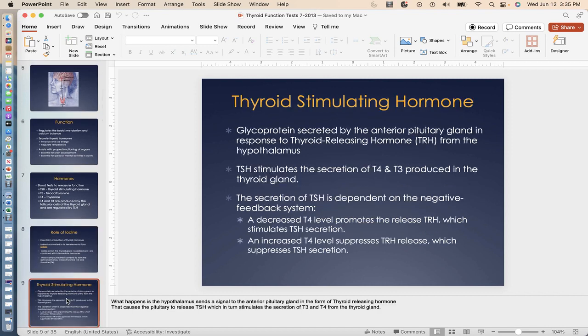So thyroid stimulating hormone is a glycoprotein secreted by the anterior pituitary gland in response to thyroid releasing hormone from the hypothalamus. Okay, so the hypothalamus is what releases thyroid releasing hormone, tells the anterior pituitary to make thyroid stimulating hormone, which is TSH, and then in turn tells the thyroid gland to make T3 and T4. So the TSH stimulates the secretion of T3, T4 that's produced in the thyroid gland, and the secretion of TSH is going to be dependent on a negative feedback loop.